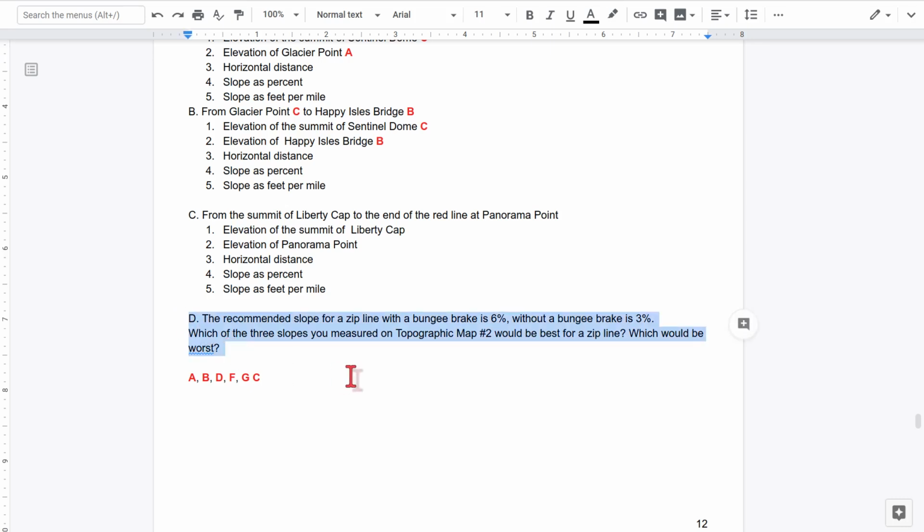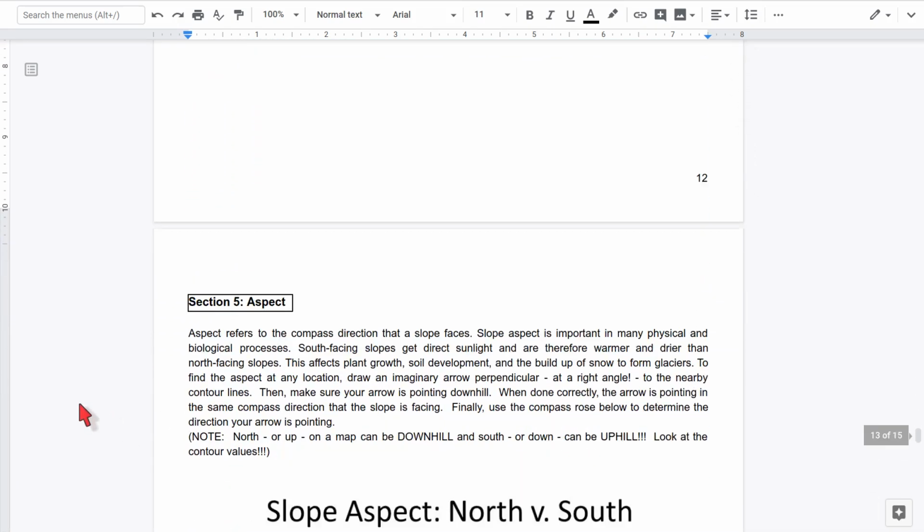So, in honor of the zip line of death, I want you to tell me which of the slopes would be best for a zip line. Doesn't mean it has to be good, just which would be best. Which would be worst? I want to know what the steepest of those slopes is.